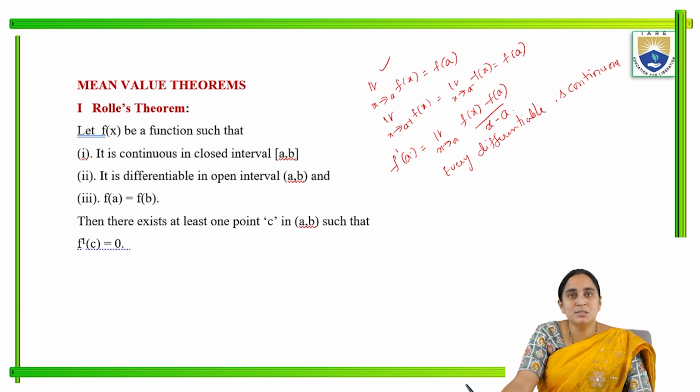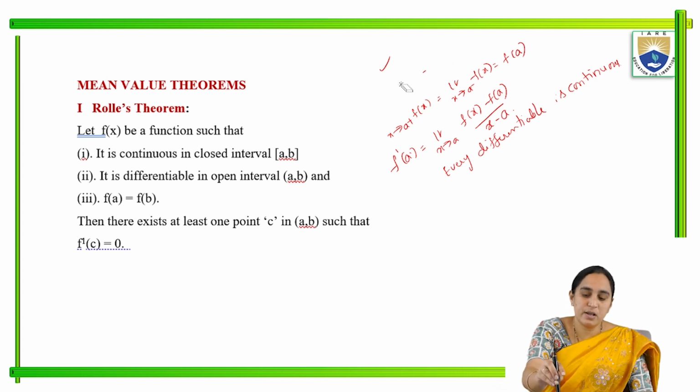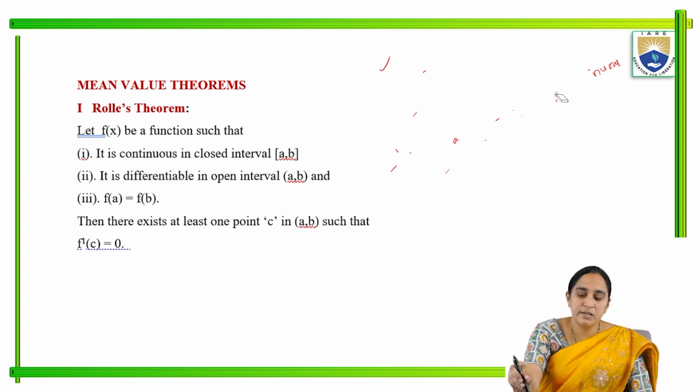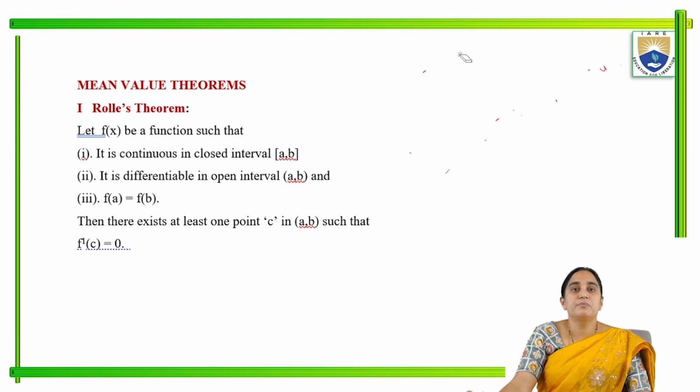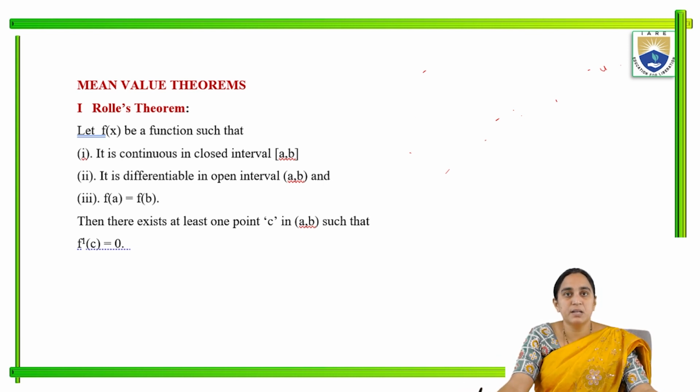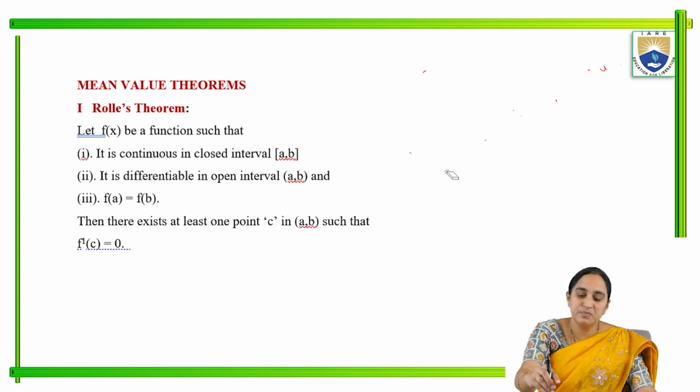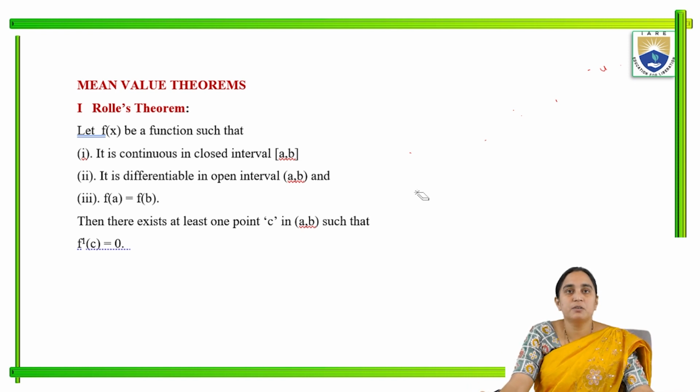So from Rolle's theorem, the first condition is that it is continuous in the closed interval a comma b, and it is differentiable in the open interval a comma b. And the third one is f of a is equal to f of b. If the three conditions are satisfied, then there exists at least one point c in (a, b) such that f dash of c is equal to 0. This is the theorem statement of Rolle's.